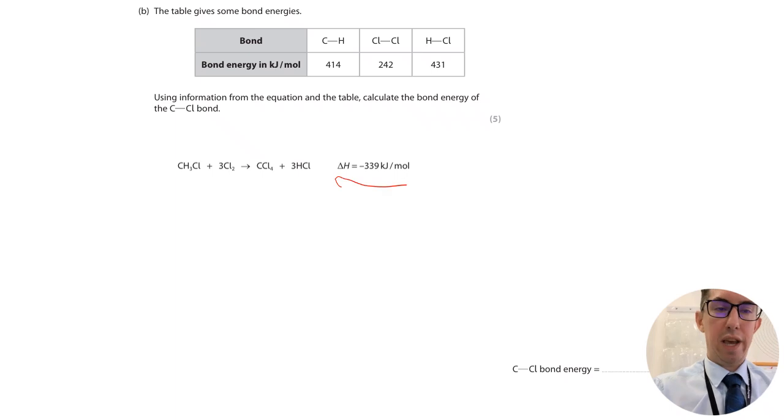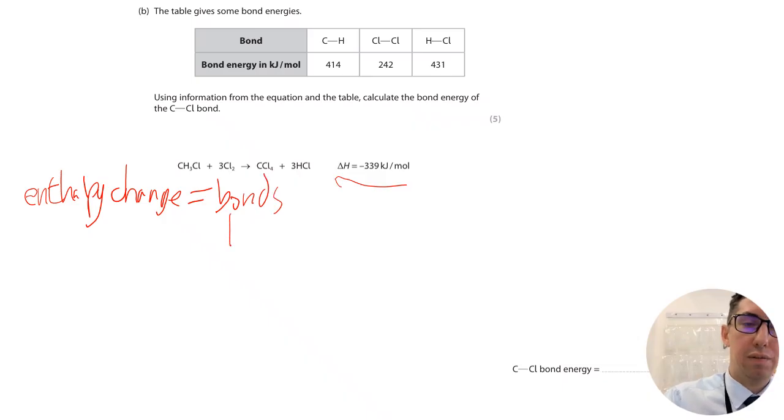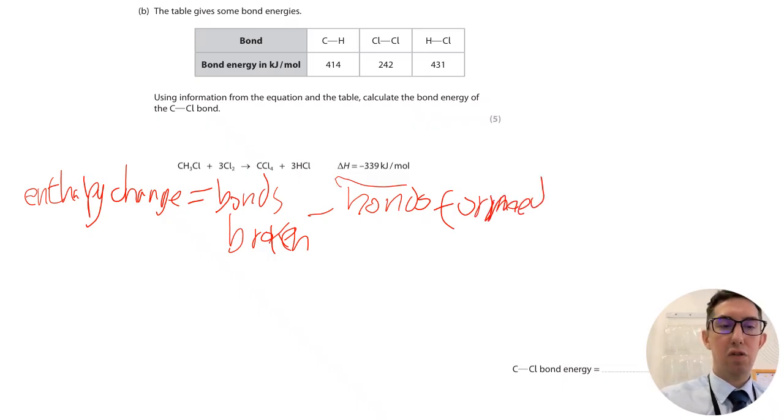We're given delta H, and we know an equation which links bonds broken minus bonds formed. So we've got enthalpy change is equal to bonds broken. That's our reactants. You have to break the bonds first in a reaction before new ones are formed, minus bonds formed. And like the standard equation, we'd be calculating enthalpy change, but we've already been given that. We've been given that it's minus 339. So let's put that in.